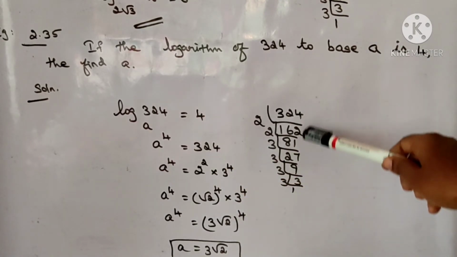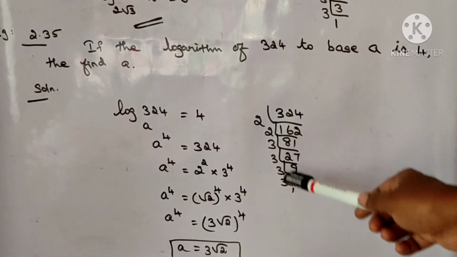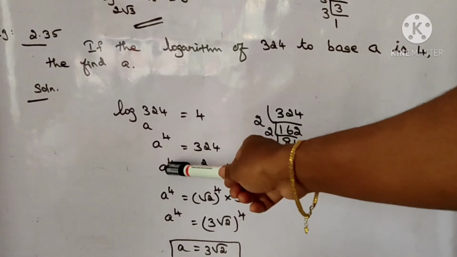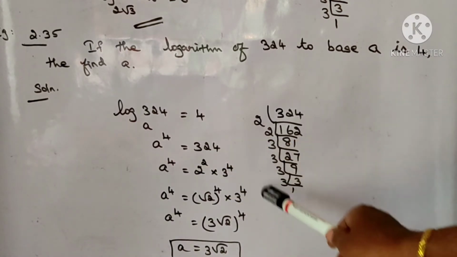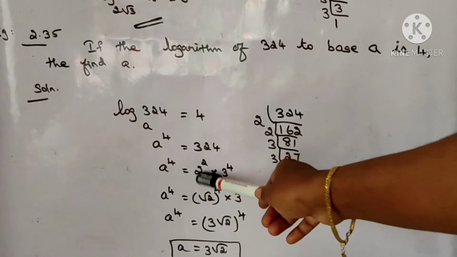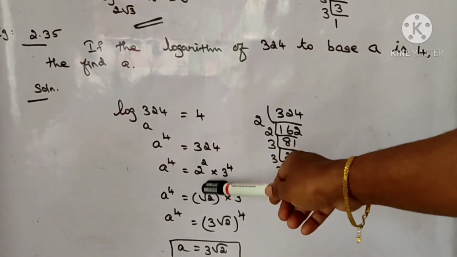Convert this 324 to the power of 4. So find out the prime factors of 324. We get 2 two times and 3 four times. 3 here is also having the index 4, so no problem. But this 2 is only two times.